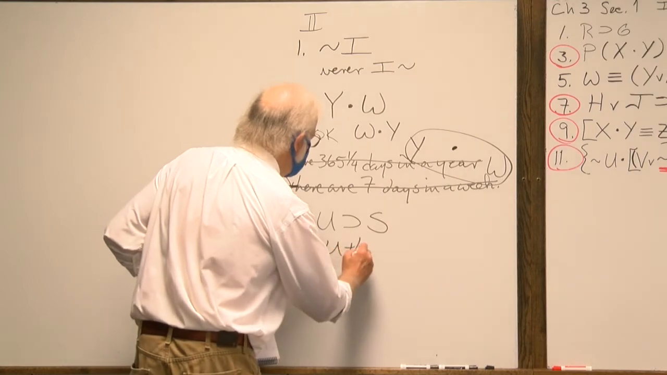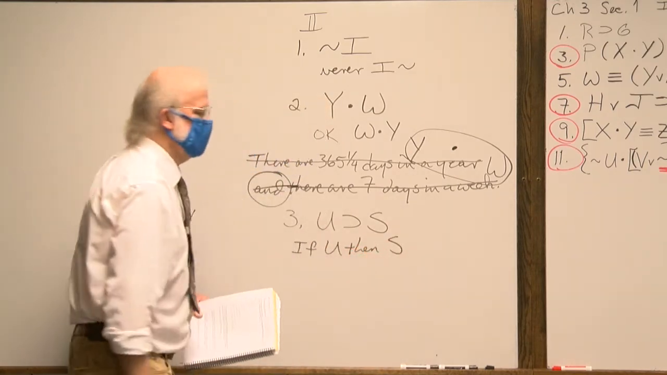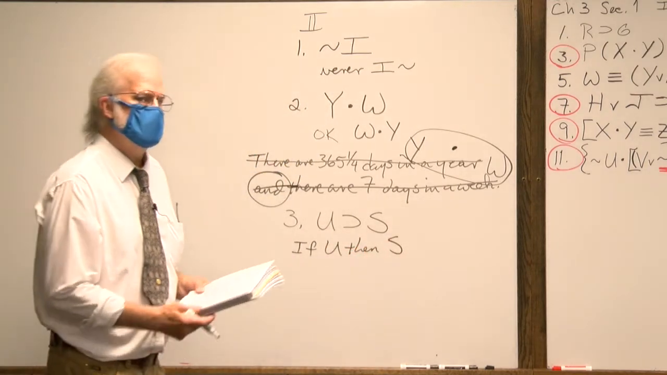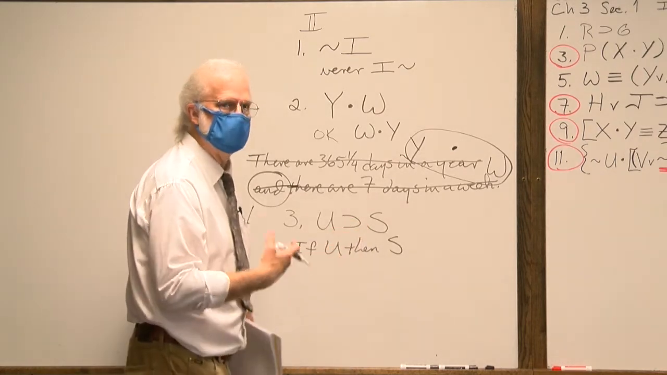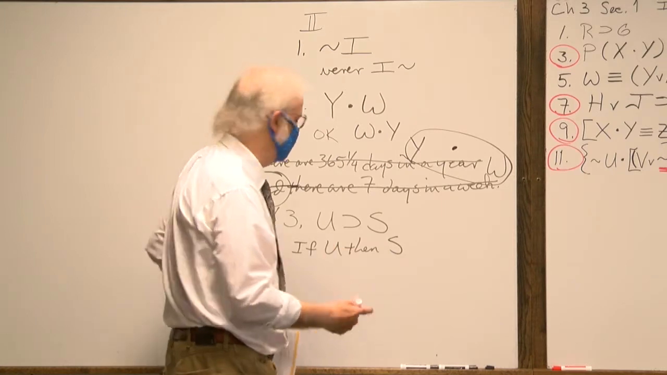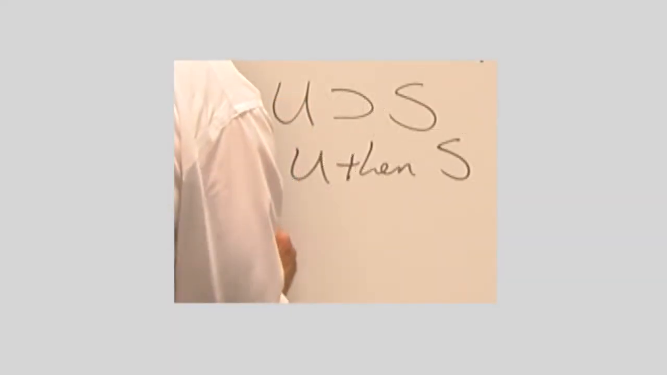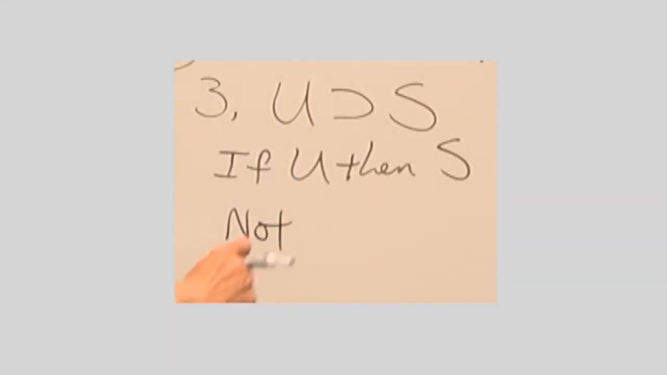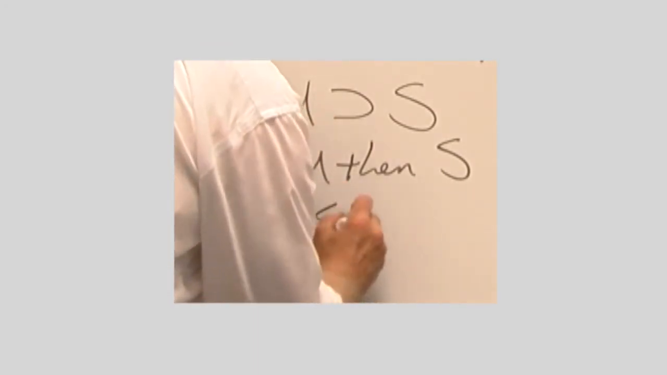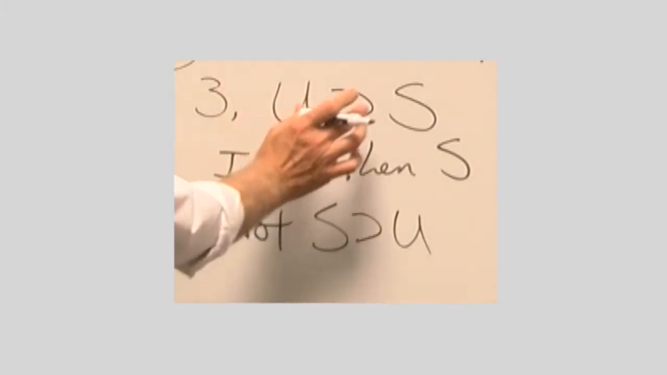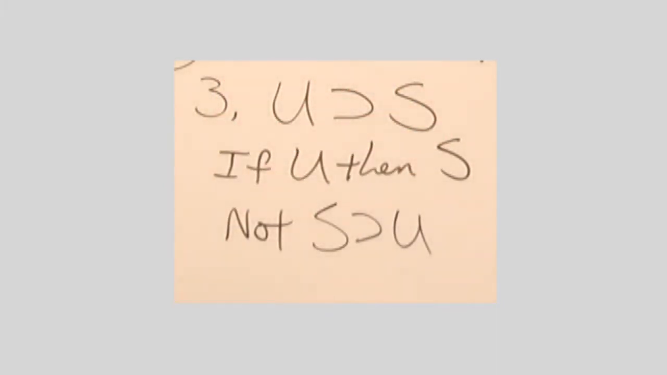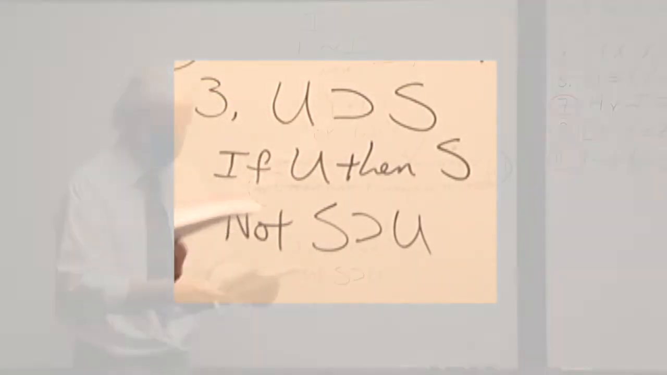If U, then S. Now notice that when you have a horseshoe, you cannot turn it around and still get a logically equivalent answer. So here, S horseshoe U would not be correct. The only way to have a correct answer here would be U horseshoe S. Again, that could be done by the strike-through method very easily.